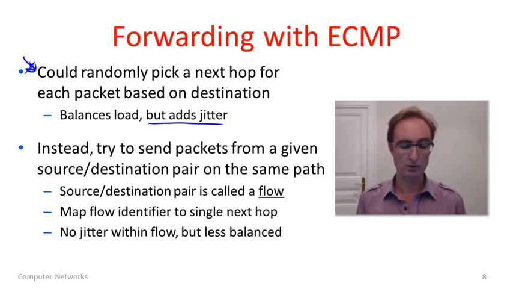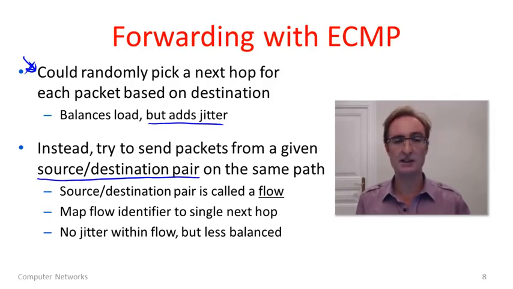So instead, what we'll try to do is send packets from a given source-destination pair on the same path. Imagine if you've got a video conference. It's a set of traffic, or a flow, as this is sometimes called: traffic between a particular source-destination pair, often for a particular purpose, is called a flow. We would like to send the traffic from a given flow along the same path through the network. This way, the ordering of packets within it should be preserved. We shouldn't get any of this wild jitter.